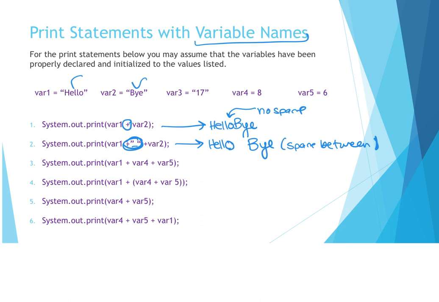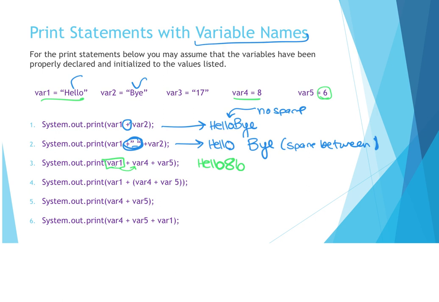The next one here has variable 1 plus variable 4 plus variable 5. So variable 1 is a string, and we go in order from left to right unless there's parentheses there. So we're going to do variable 1 plus variable 4. Well, since it's a string plus a number, we're going to just smush them right together. 8 is going to get turned into a string, and this is going to print hello 8. And then from there, we're going to add variable 5 on. Well, that's 6. Well, since this is already a string, it's just going to add on the 6 at the end like a string, and it's going to be 6.